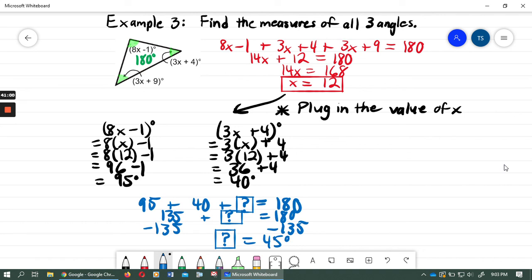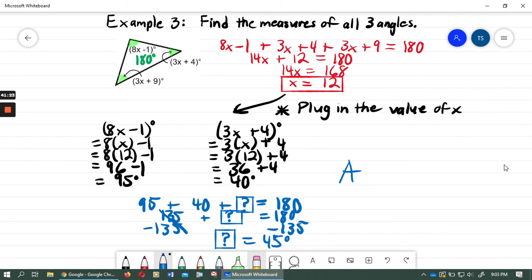45 degrees. Yeah. All right, so folks, that is all three of our angle measurements. 95, 40, and 45. All right, that's all three of them right there, all three angle measurements.